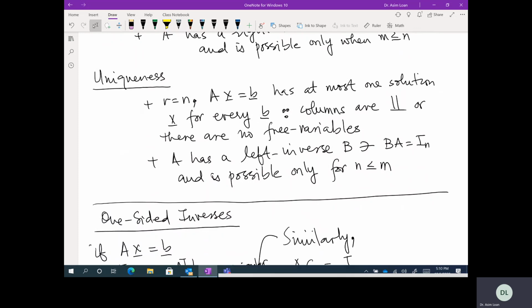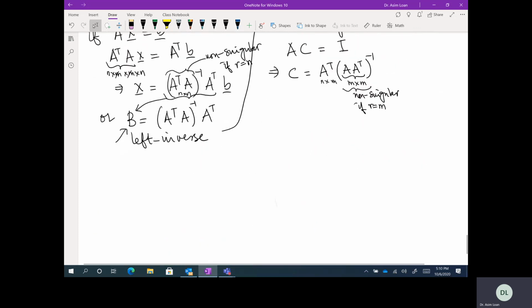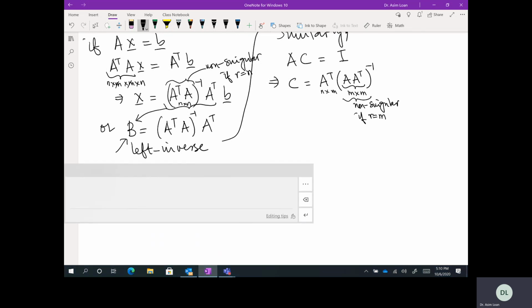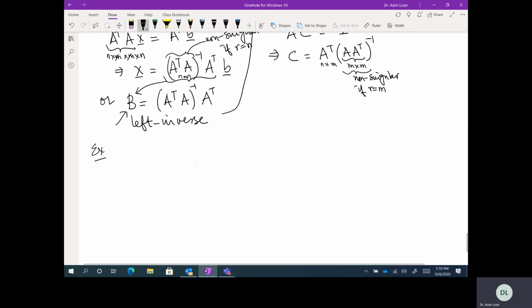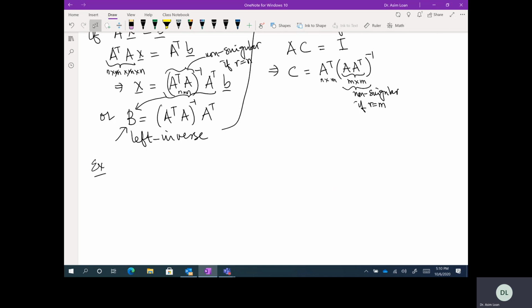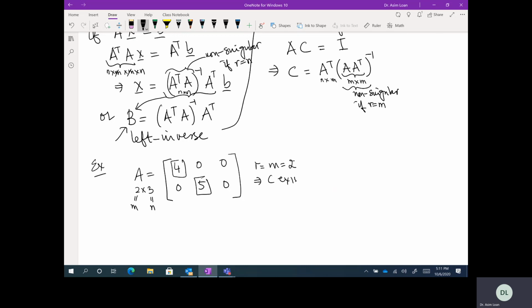Let me do an example. For example, A equals [4 0 0; 0 5 0]. So this is 2 by 3. So this is M, this is N. So R is equal to M, because this is a pivot. So R is equal to M is equal to 2. So this implies C exists. So C is the right inverse. So right inverse exists.